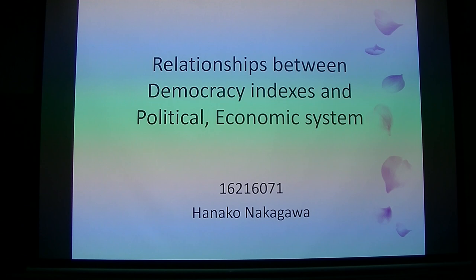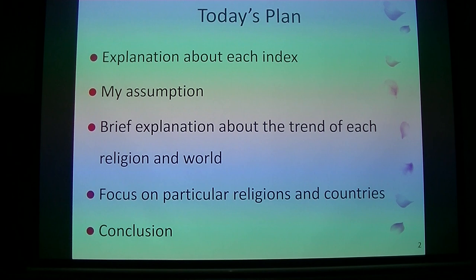The presentation topic is the relationship between democracy index and the political and economic system that each country has. This is the plan for today. First, I'm going to explain each variable, each index that I used. Then I would like to state my assumption. Then I would like to briefly explain the trend of each region. After that, I would like to focus on some particular regions and countries that I thought were interesting. And finally, I would like to conclude with what I thought.